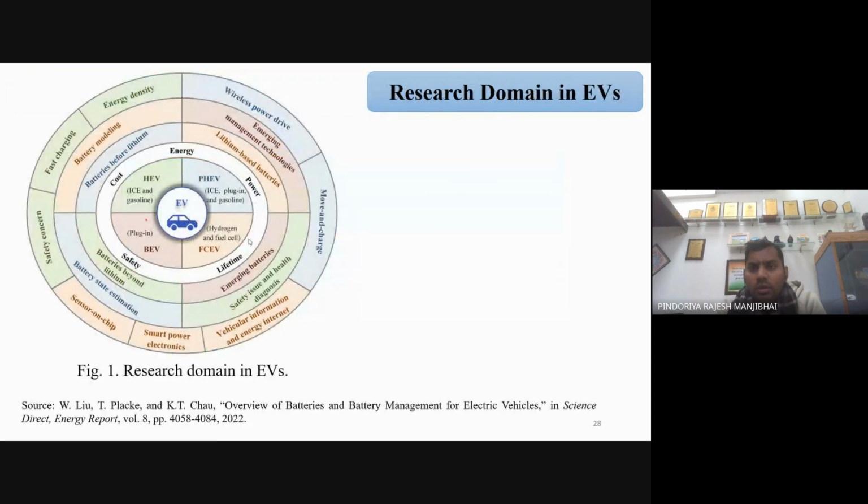Done. Now I have only three to four slides, and they are the most important slides. There is the battery management system, BMS. Okay, that is a BMS.